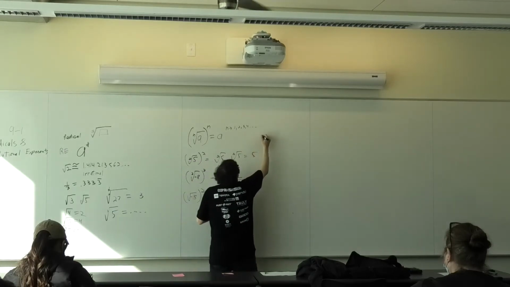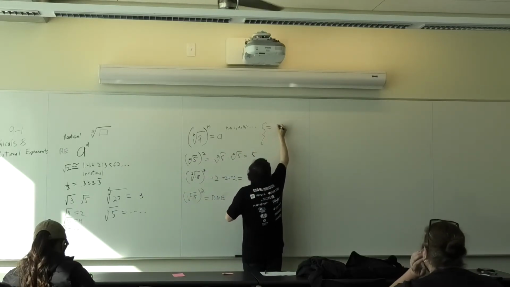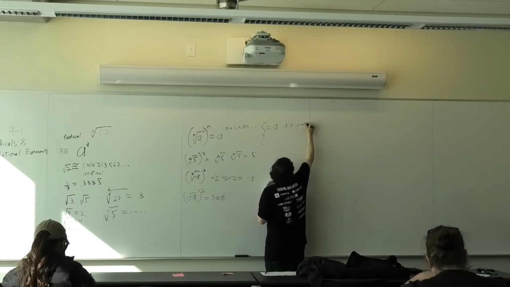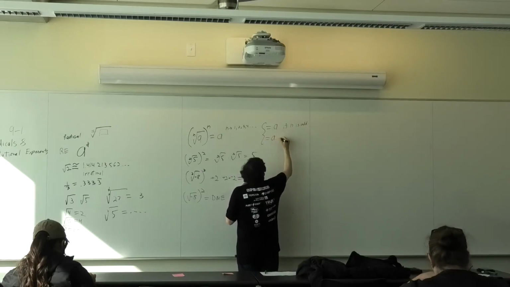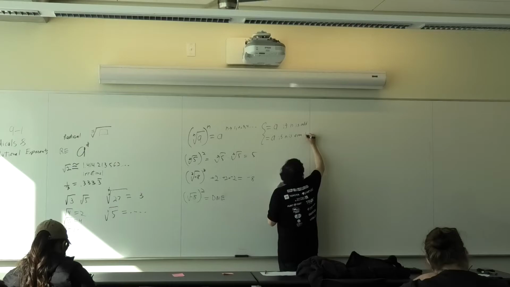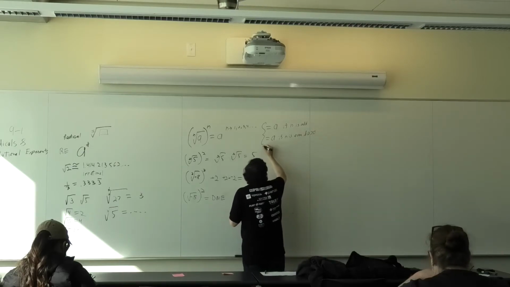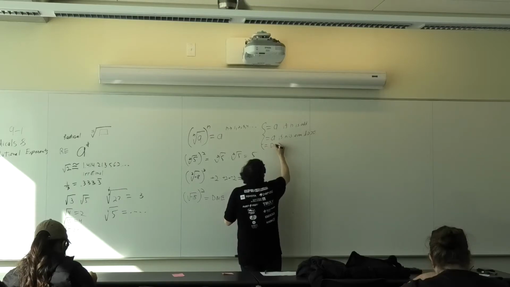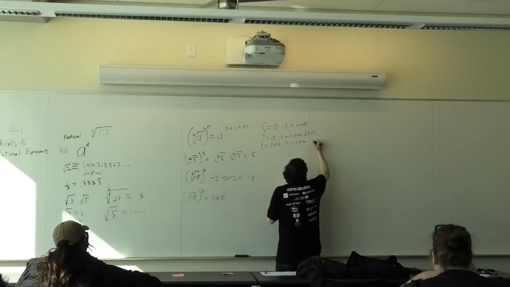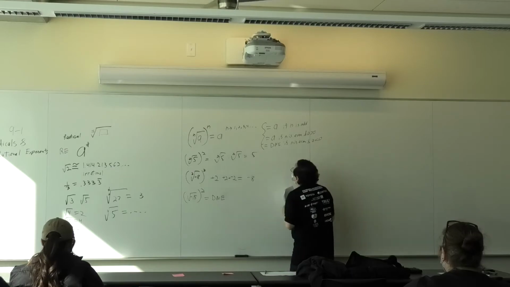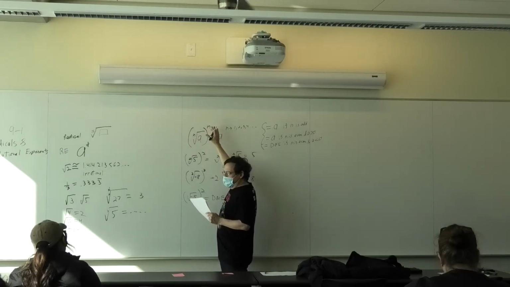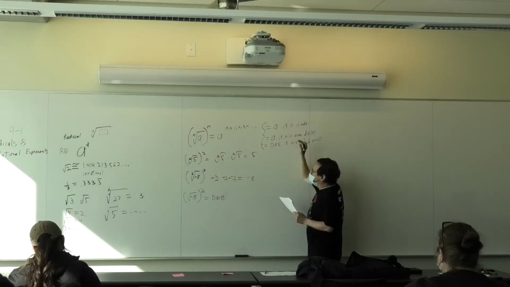So I guess I'll write it this way. It equals A if n is odd, equals A if n is even and A is greater than or equal to 0, and does not exist if n is even and A is less than 0. Okay, so if I have the root of some number and I raise it to that number, most of the time it's just that number.